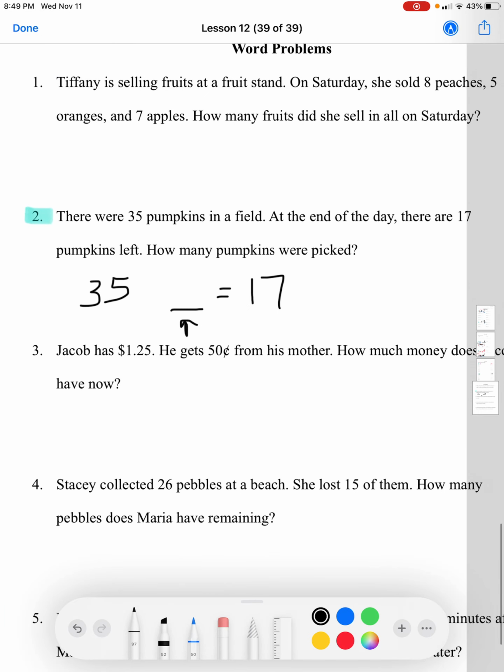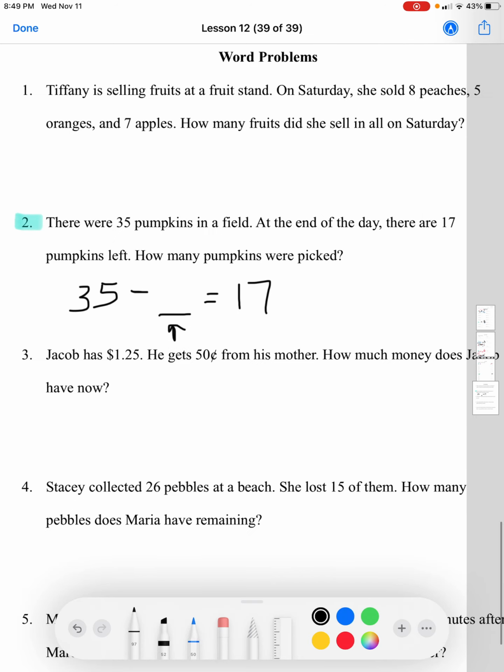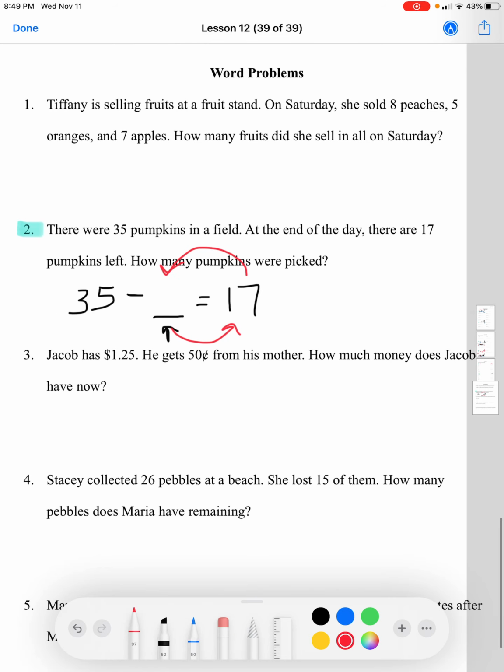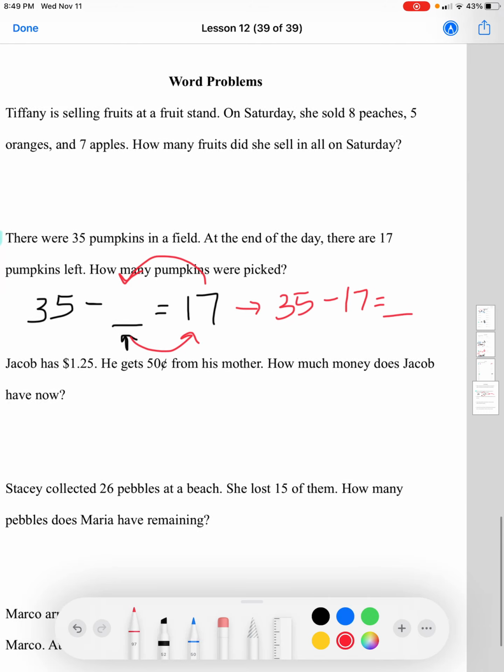So because we're going from 35 to 17, we're going to have to subtract, right? Because we're getting a smaller number. And if the pumpkins were picked, they were being taken away from the field. So we're going to be subtracting a number to get 17. So to do this, we'll just invert the question and we'll replace 17 into this unknown line. And then this unknown line will go here. So going to make it 35 minus 17 equals unknown.